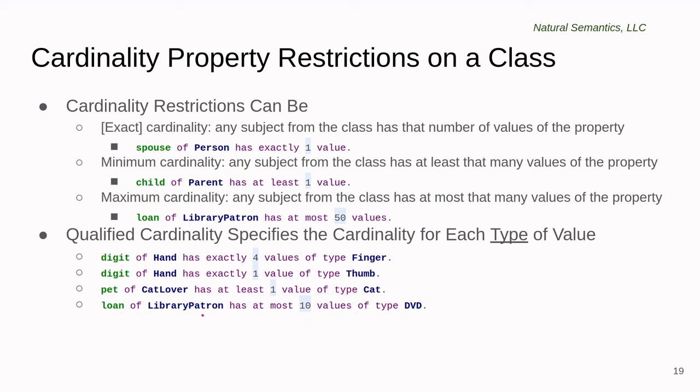Or loan of library patron has at most 10 values of type DVD. So maybe the cardinality restriction is 50, so the library patron can have 50 values of loan, but only 10 of those can be of type DVD.